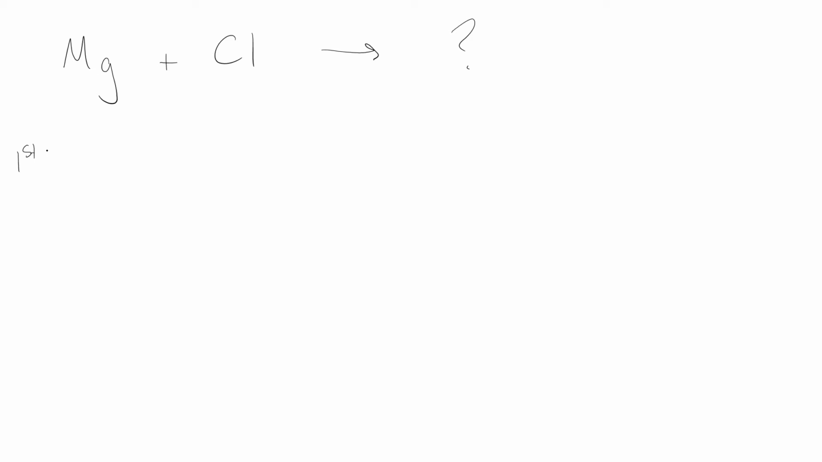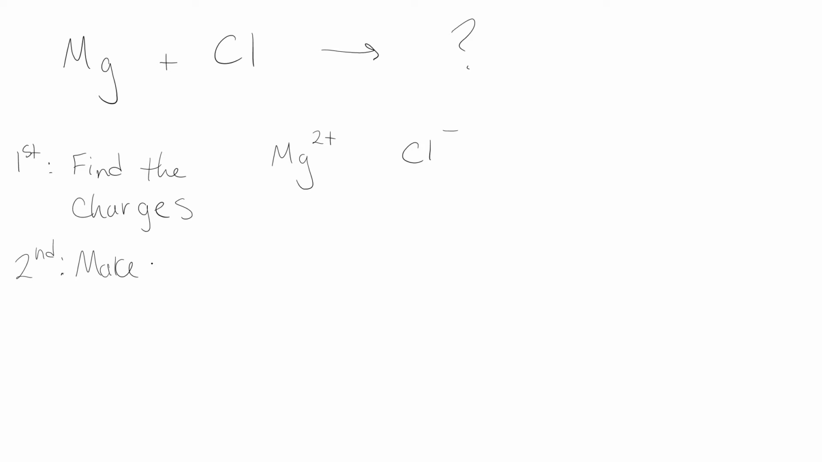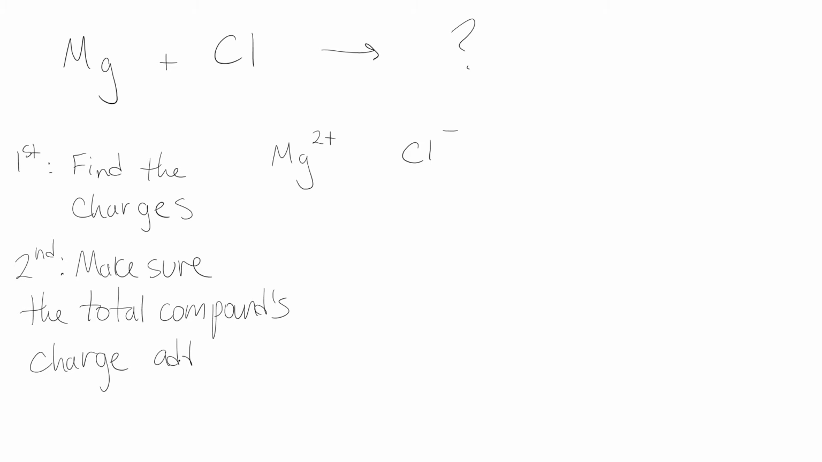So the first step here is to find the charges. If you look at the periodic table, you'll find that magnesium always forms a +2 charge, and chlorine always forms a 1 minus charge. Second, you want to make sure the total compound's charge adds up to 0.